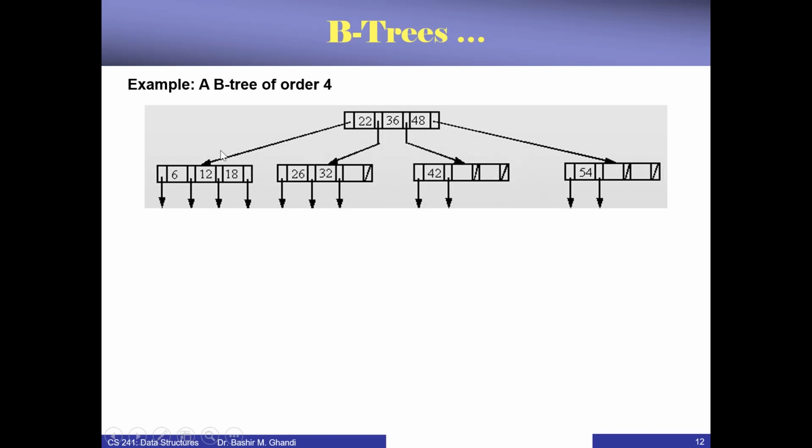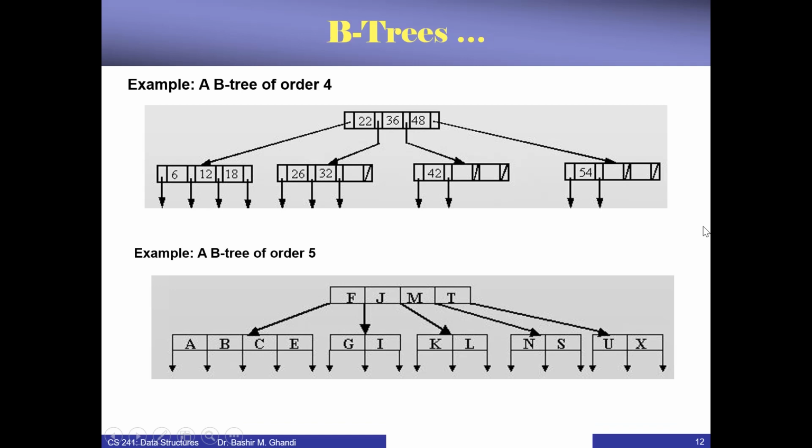Okay, so this node is in maximum state, because for order 4, the maximum keys we can have is 3. So we already have the 3, and therefore the maximum subtrees is 4. 1, 2, 3, 4. Okay, this is another example, order 5 again, but this time we have a full node.